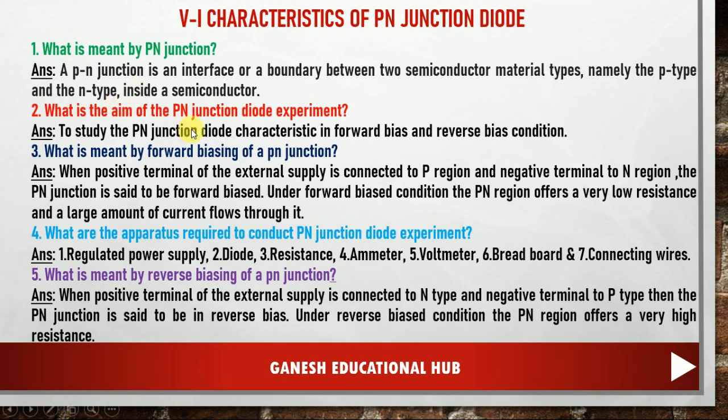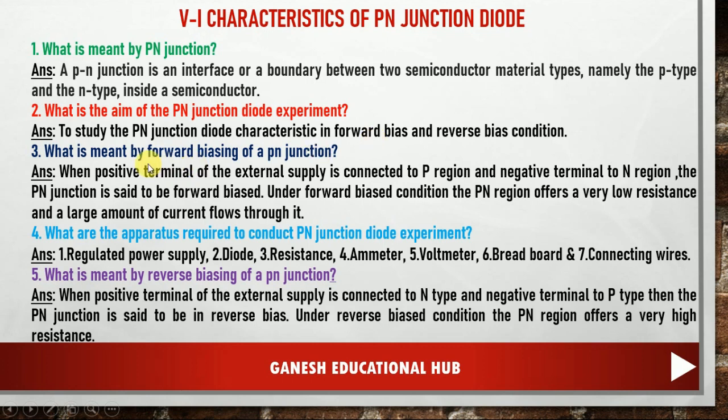What is the aim of PN junction diode experiment? To study the PN junction diode characteristics in forward bias and reverse bias condition. Here we have to study the characteristics of PN junction under forward bias condition and reverse bias condition.